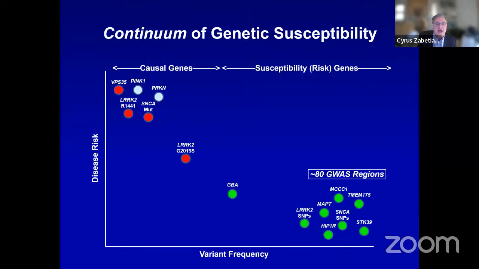So if you put this in graphic form, you can see that on the X and Y axis are disease risk and the frequency of the variants. And so in the upper left-hand corner, you have causal genes. These are genes where the mutations are very rare, but they have a big effect on gene function, and they have high penetrance. So the majority of patients are going to develop the disease if they live to be elderly.